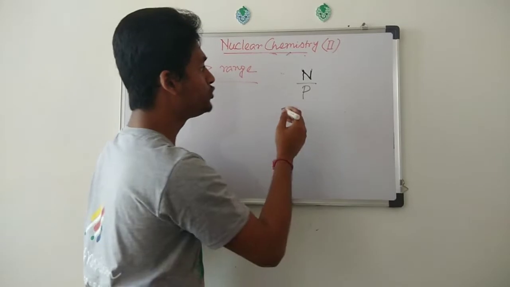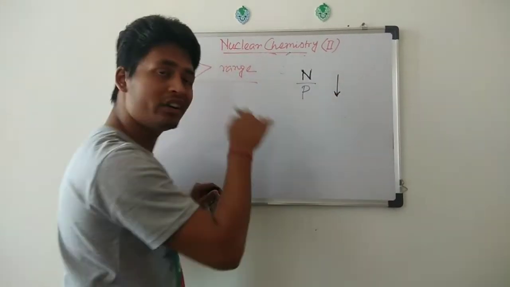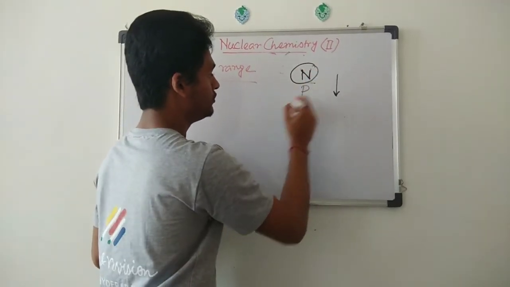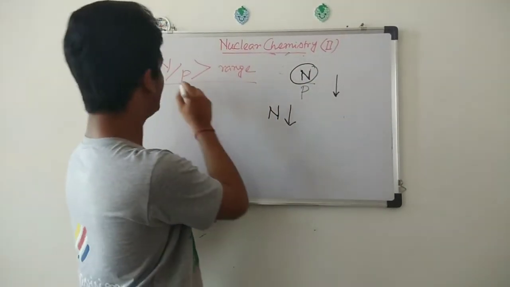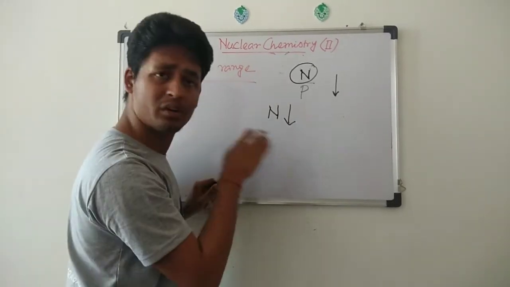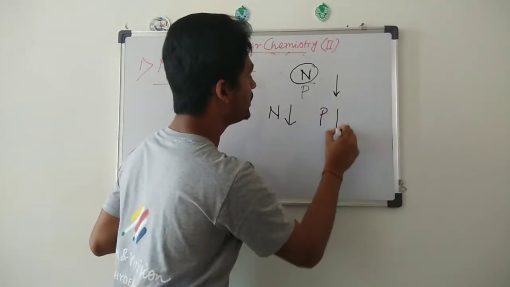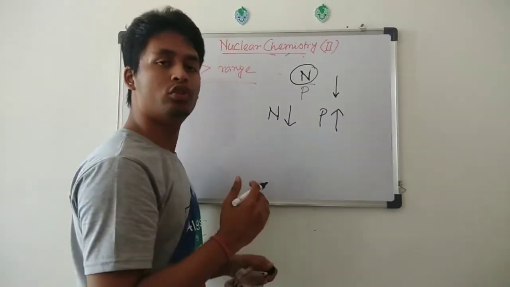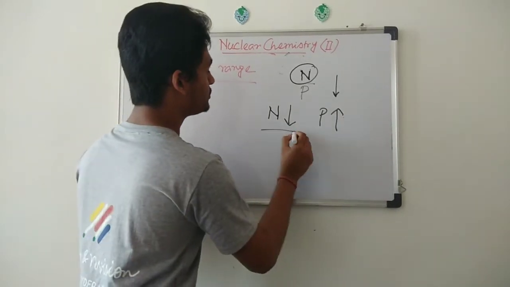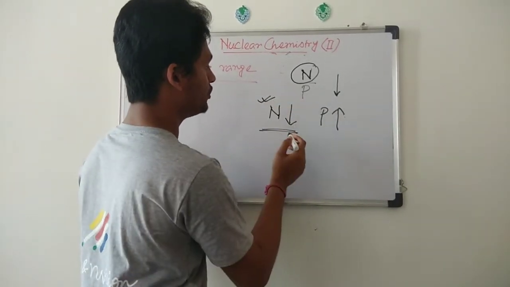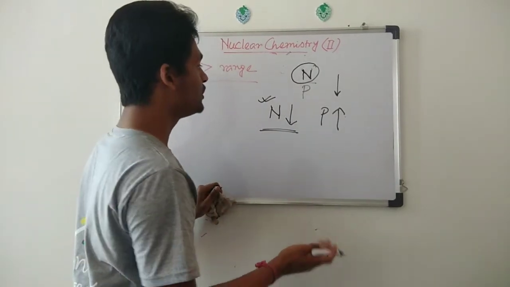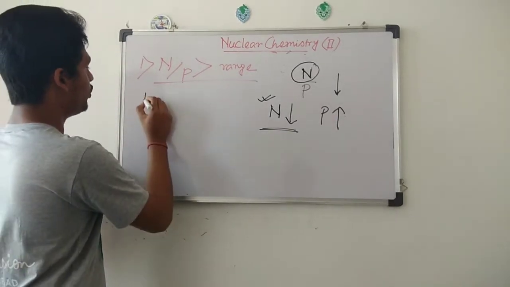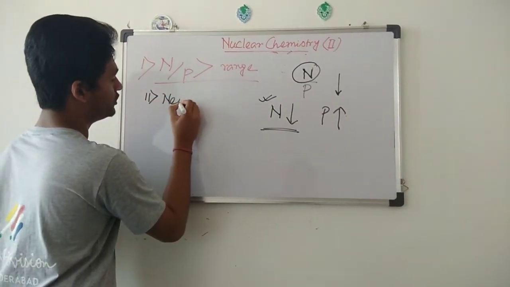So we need to decrease this. To decrease this N by P ratio, what do we need? If we decrease N, the N by P ratio will decrease and come to the stable range. And if we increase P, then also it will decrease and go to the stable range. So we have two options: one neutron should decrease or one proton should increase. How will it happen? There are two possibilities. One, directly neutron emission.